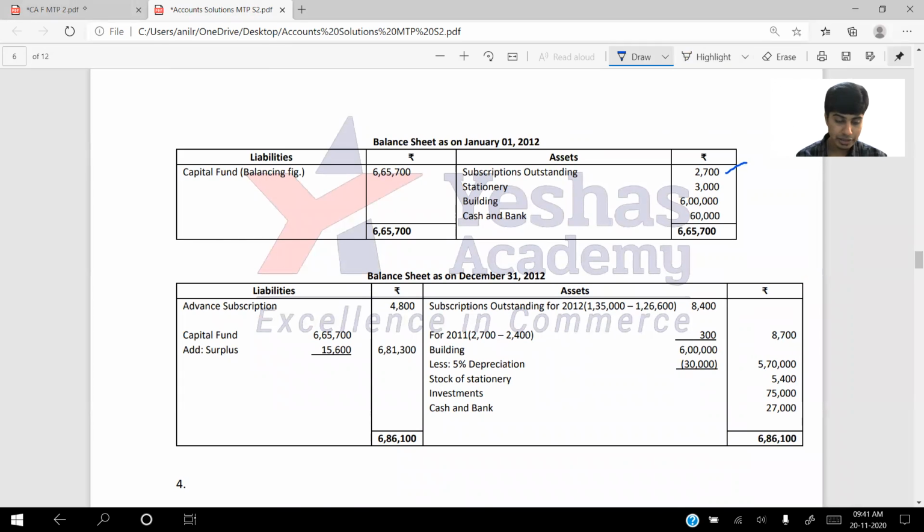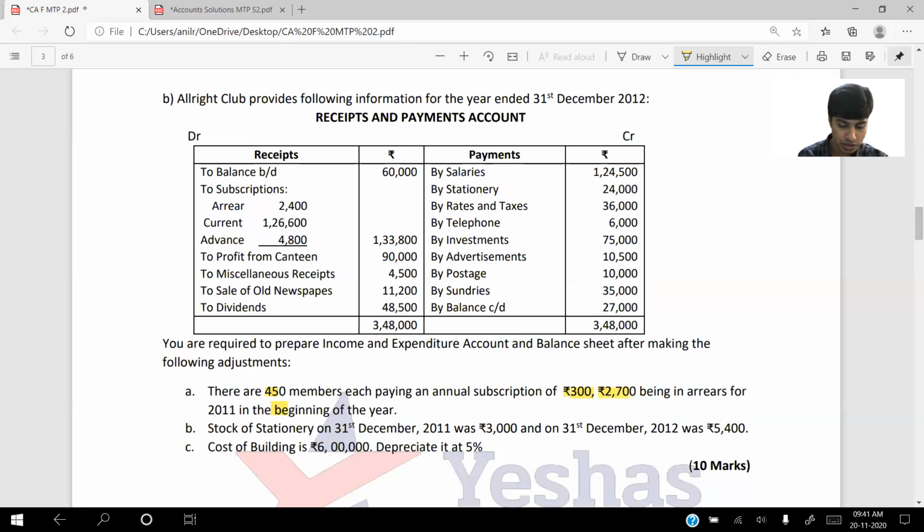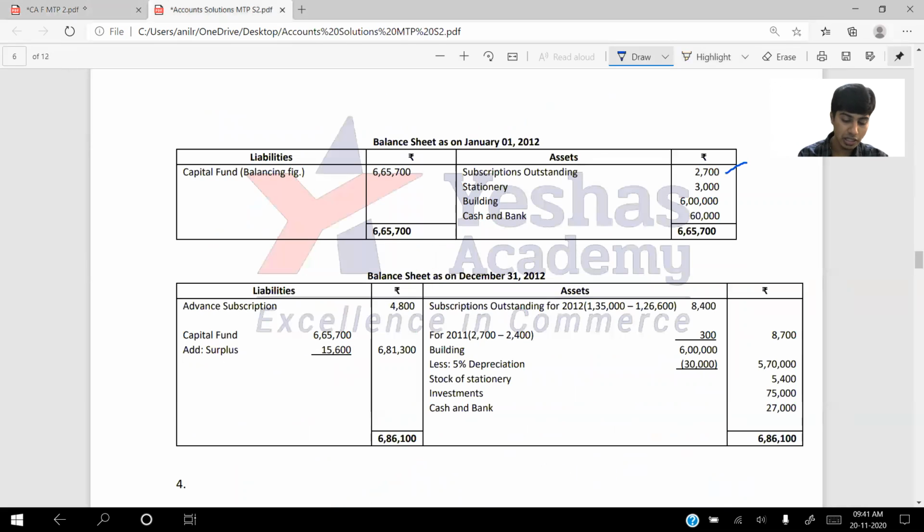And then how much is received against that 2,700? 2,400 is received. Arrears was 2,700, 2,400 is received, so balance will be 300. I repeat, you are supposed to receive 2,700 for last year. You received 2,400 now. 300 is still outstanding. See, outstanding 300. You get that?